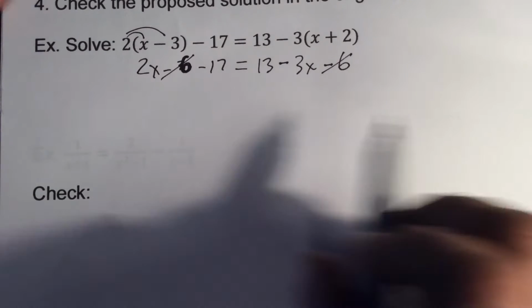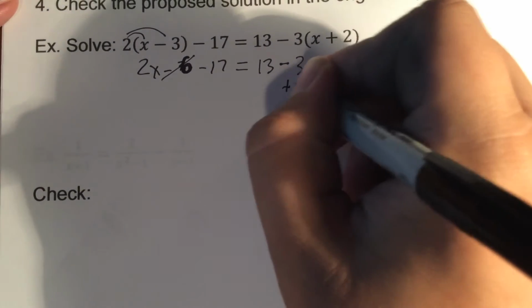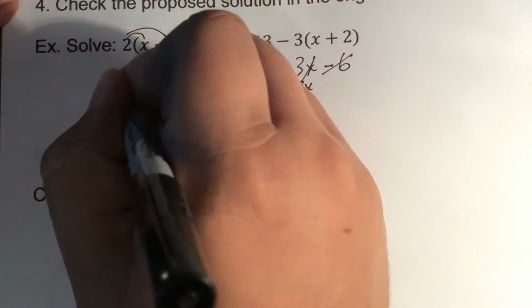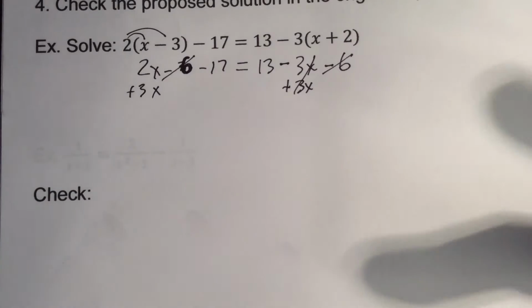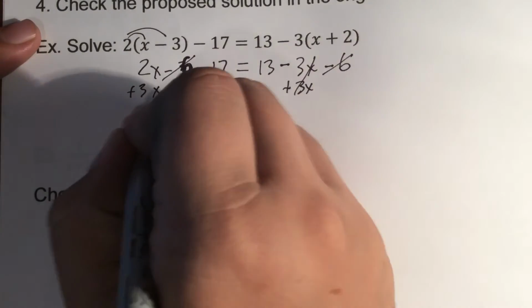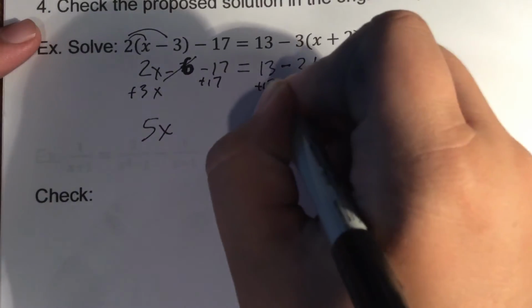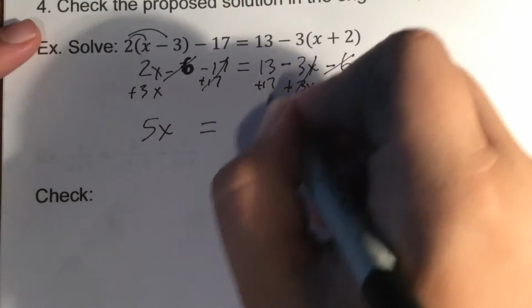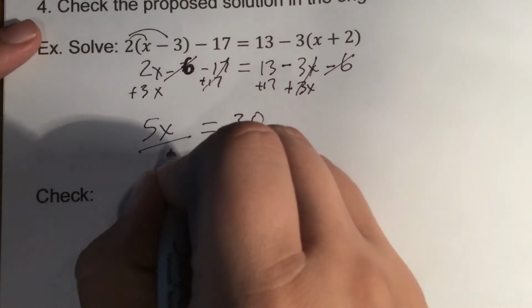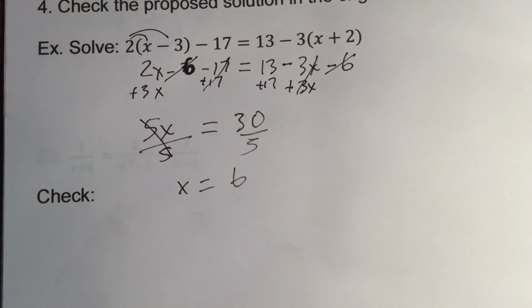So now I want to get my variables on the same side. This one's positive, this one's negative. So I want to have a positive set of variables. Now, it doesn't matter. We just divide by a negative to get the variable by itself, but it's a little nicer to do it this way. So we get 5x on this side. I'm also going to add the 17 over. So that cancels. And 13 and 17 make 30. So if I divide by 5 then, x would equal 6. Okay.